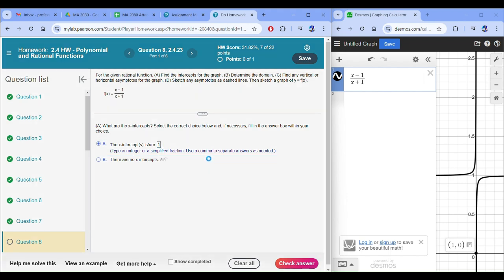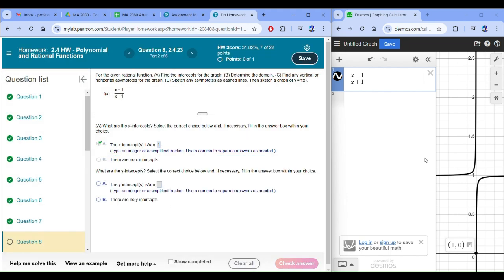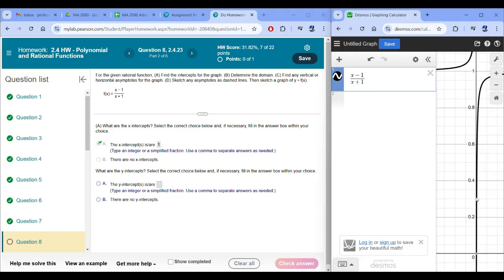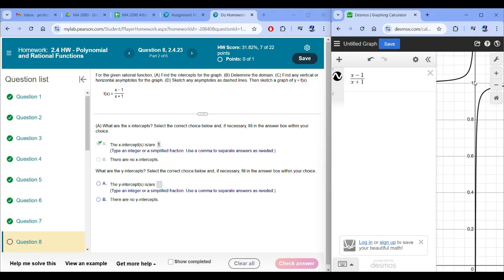1. And the y-intercept is never. I don't think this is ever equal to 0. I don't think I could plug in 0. No, I can't plug in negative 1.